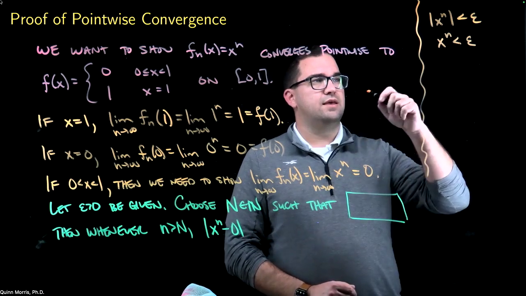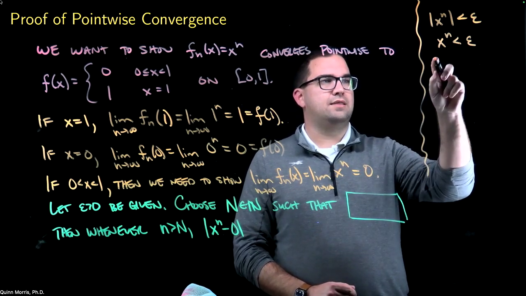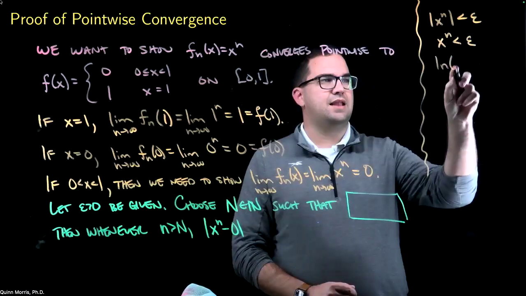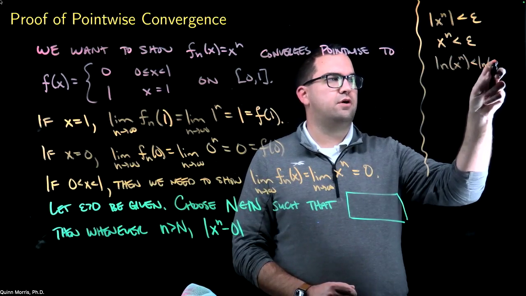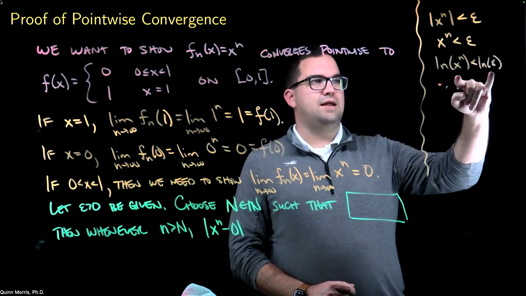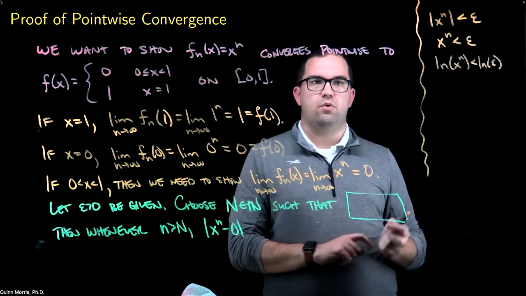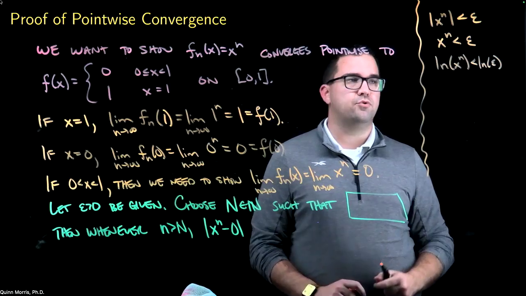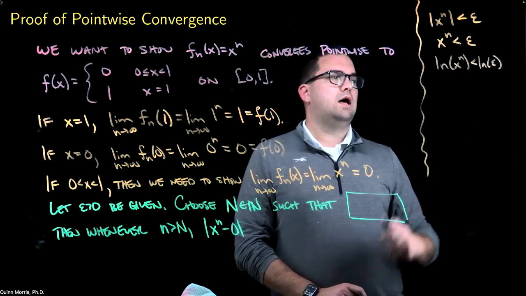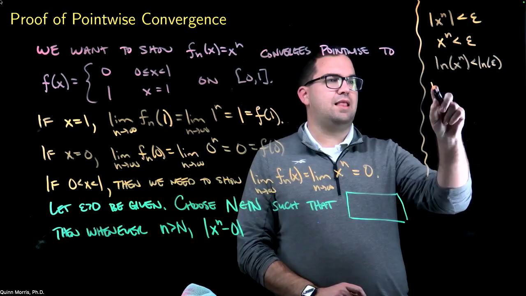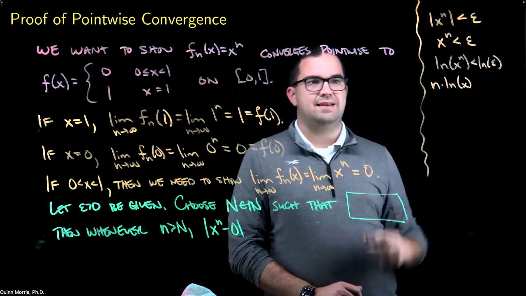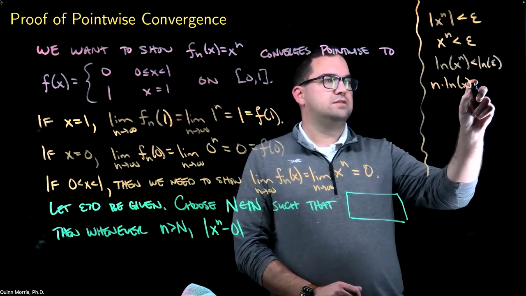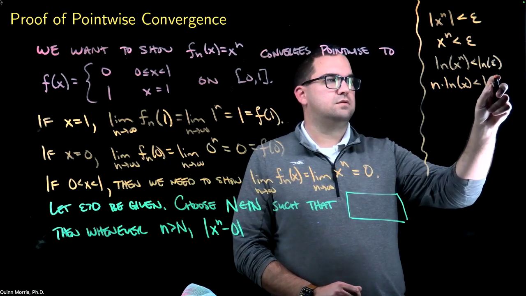So if I look at this, one trick I'd like to play is to take the natural log of both sides. Now, natural log is an increasing function. So if I apply an increasing function to both sides of an inequality, the inequality still goes in the same direction. Okay. And if I do that, that allows me to play this trick that I can pull the n down, right? And so I get this.